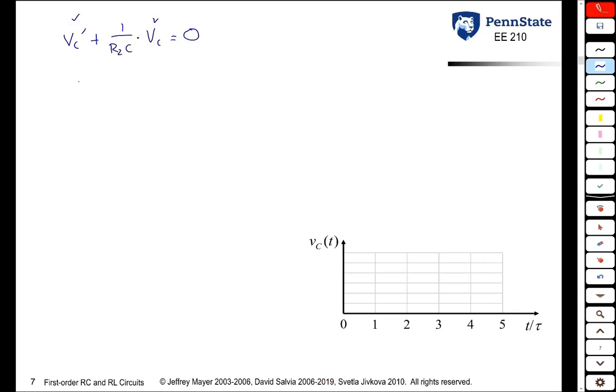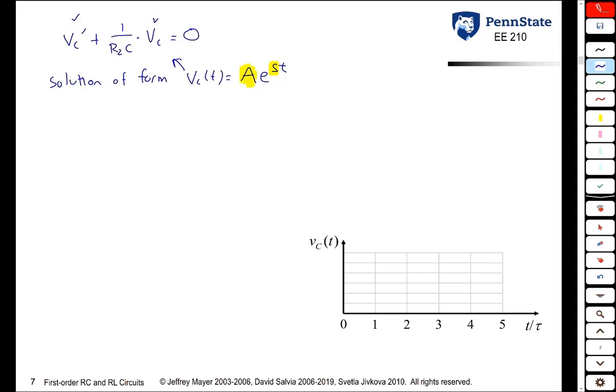The answer is an exponential function. So we know that the solution has to be of the form Vc of t is some constant A times e to the st. And we have two unknowns, this amplitude A and this coefficient S. Let's plug this back into this equation and then try to solve for A and S.